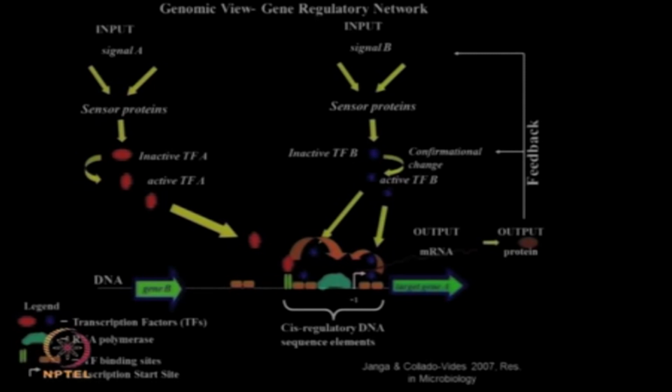And when this happens because of multiple sensor proteins, these transcription factors can change the conformation and bind to the upstream regions. Shown at the bottom is a stretch of DNA where these transcription factors can often bind in a combinatorial fashion and control the expression of the target gene or operon.